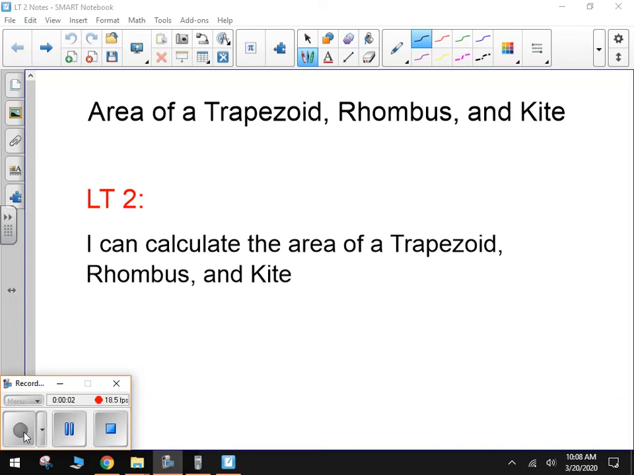Hi guys, this is video 2 for Tuesday, March 31st. So we're going to do area of a trapezoid, rhombus, and kite. It's learning target 2. I can calculate those areas. Again, remember, if you need to, pause the video and write everything down if I'm going too fast.